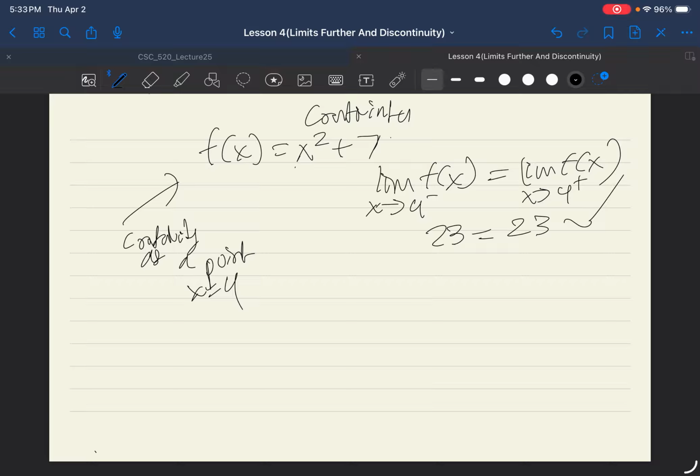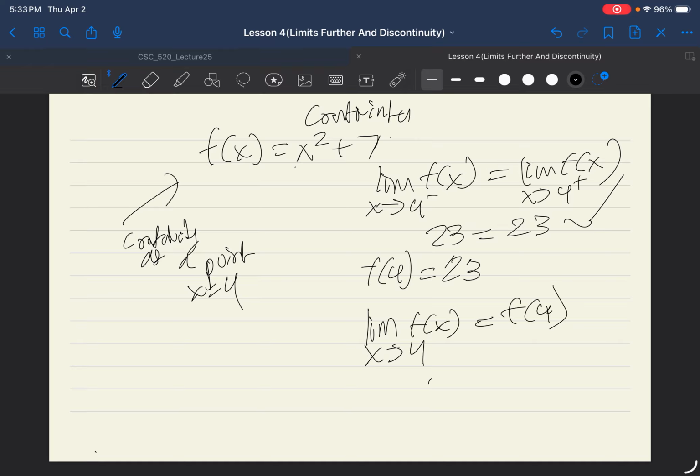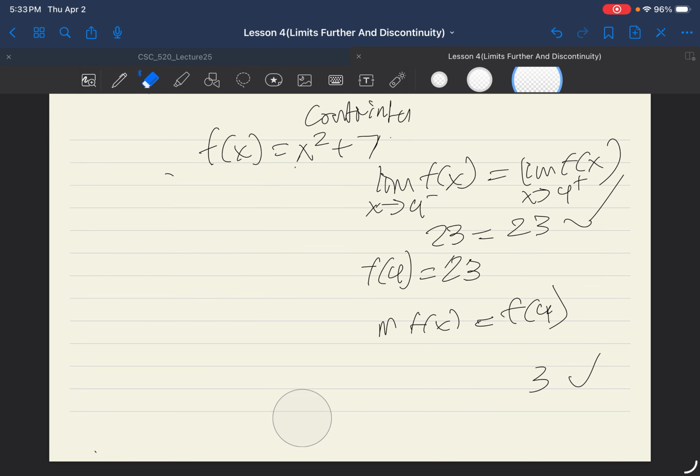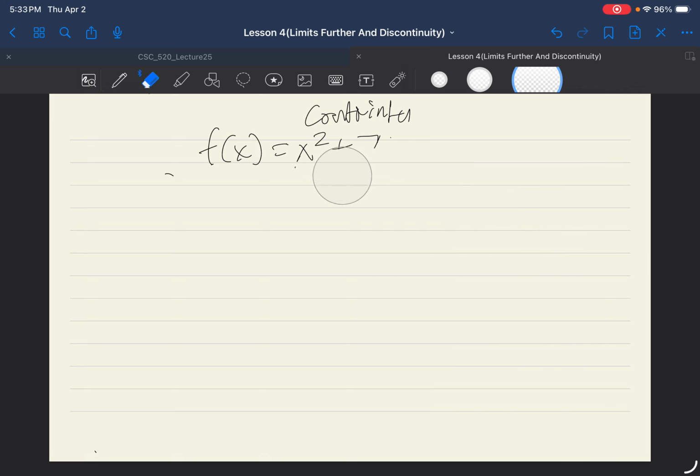The limit exists. And now we need to find f of 4, which is going to be 23 by obvious standards. And now that we know both of them are equal, let's say the limit as x approaches 4 of f of x must be equal to f of 4. And then continuity is proven. So since 23 is equal to 23, continuity is proven. All right? I'll give you another problem to do.